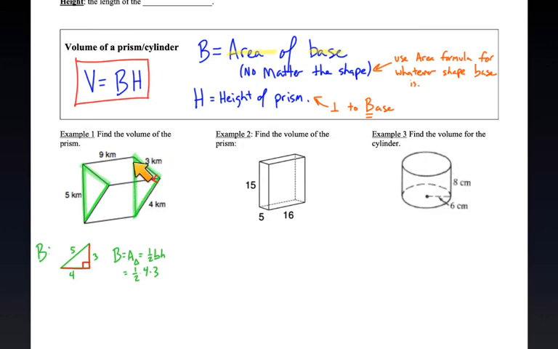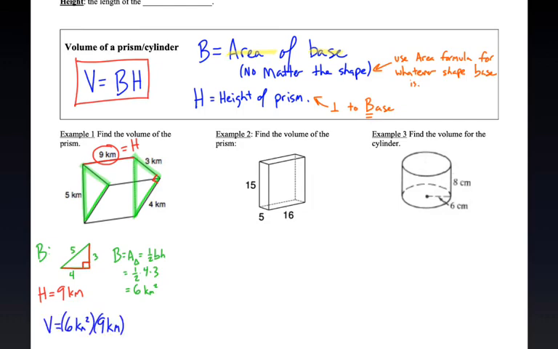Remember, we have the right angle here, 3 times 4. That's our little b, little h of our triangle. Base times height times 1/2 comes from that guy right there. So capital B comes from the area of that triangle: 1/2 times 4 times 3 is 6 kilometers squared. Now the height is the distance between those bases. That's given to us as 9 kilometers in this case.